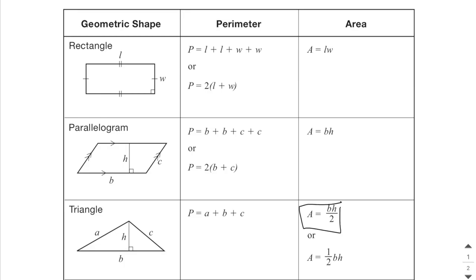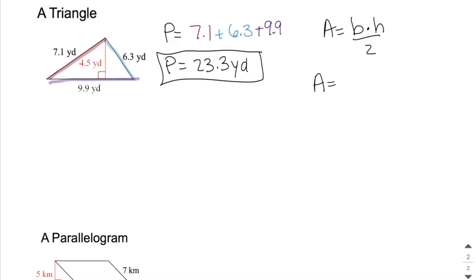And I end up getting 23.3. So here my perimeter is 23.3 yards. Now, if you notice in the formula sheet, to find the perimeter of our triangle, we would just add A plus B plus C, which we're given those three values in the problem.